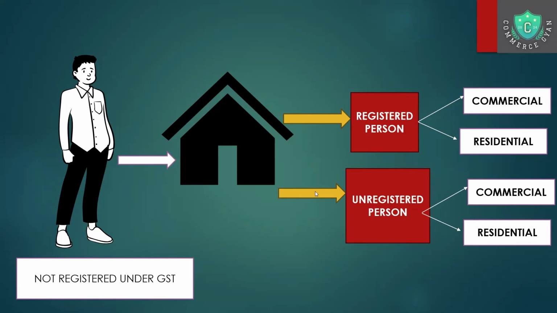Now, if this property is given by an unregistered dealer to an unregistered dealer, it may be for commercial purpose or residential purpose. It does not matter. That means there is no implication of GST whatsoever. Now, what we need to understand is the situation where the person not registered under GST is giving this property to a registered person, either for commercial purpose or residential purpose. What will be the rule that will apply with respect to such a property? So let's see the implications ahead.